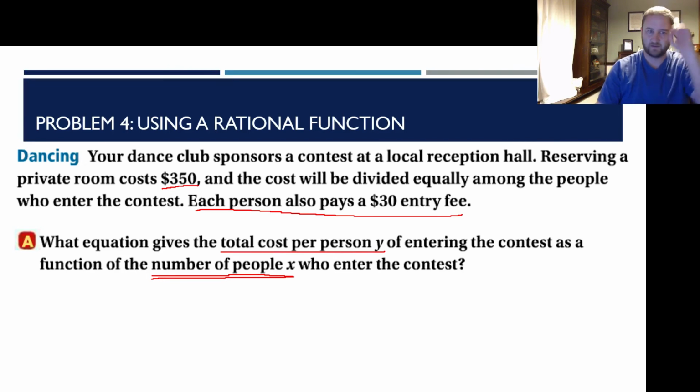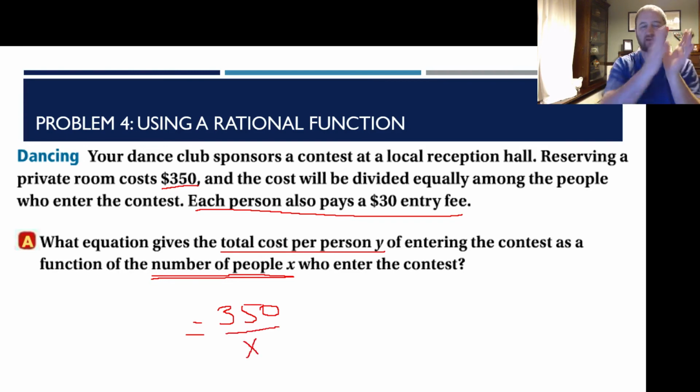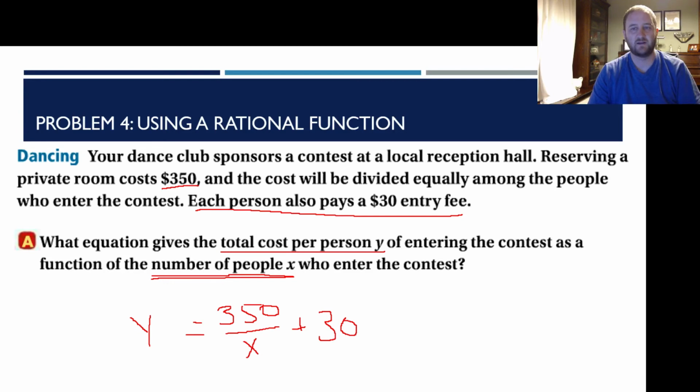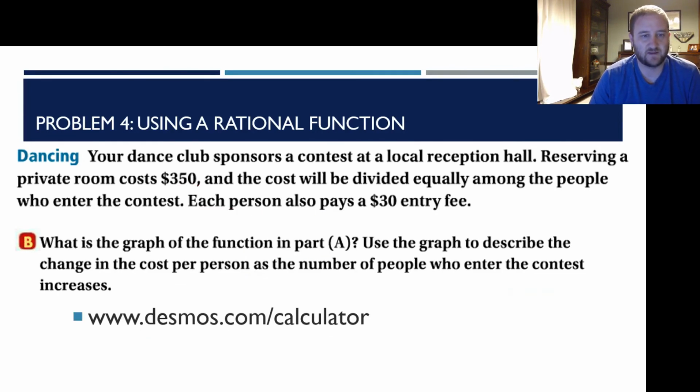So let's think about this. First, this $350 is being divided by the number of people. It's being split up between all the different people that are participating in the contest. So y equals, right, y is the total cost per person. So the cost per person is $350 divided by the number of people, but then there's also a $30 entrance fee, so we've got to add 30 here at the end. This is the function that we're going to be using here. This is the equation that gives the total cost per person who enters the contest.